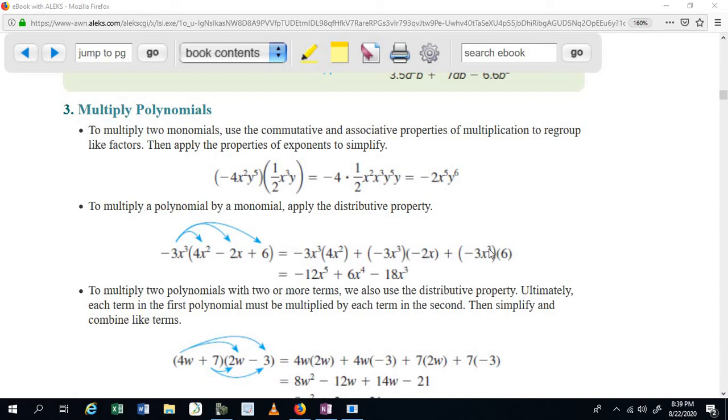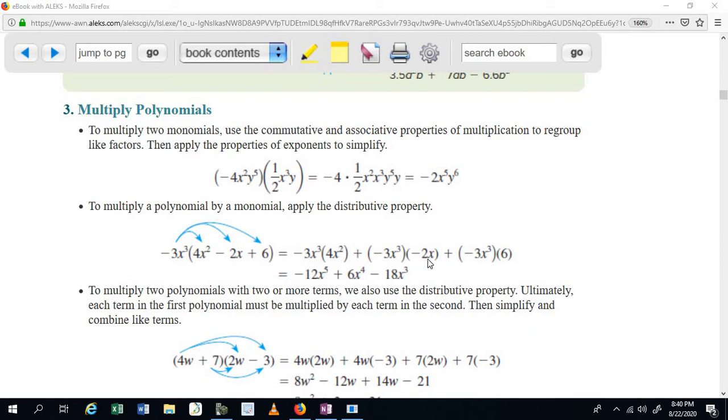And then all you have to do now is multiply each of these monomials together. And that just requires you to rearrange the order. So I'm going to move the 4 in front and multiply it by the -3, and that's where I get the -12 from. And then I'll move the x cubed back and multiply it by x squared, and I add exponents, and that's where I get x to the 5th.